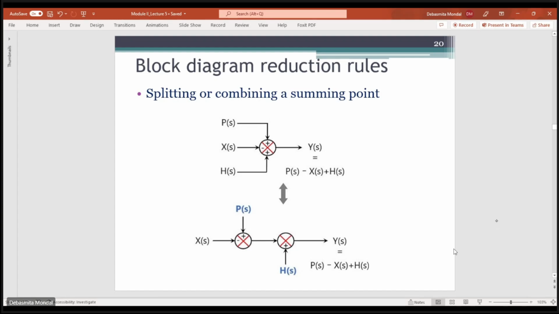Okay. And similarly, if you have a summing point with, let's say, 3 inputs, and you want to split it into two different summing points, each with 2 inputs, you can do that. Let's say the output Y is equal to P plus H minus S minus X. You can split it in such a way that X is still minus, P is plus, and you take this H plus and make another summing point over here, but the output still remains the same.